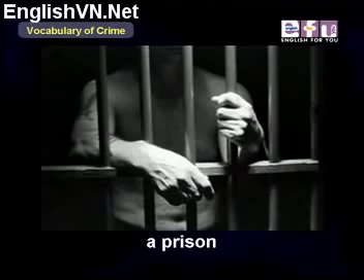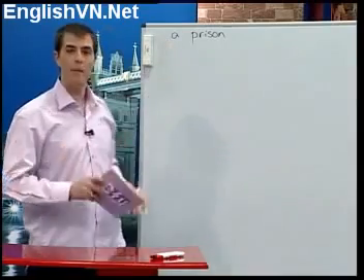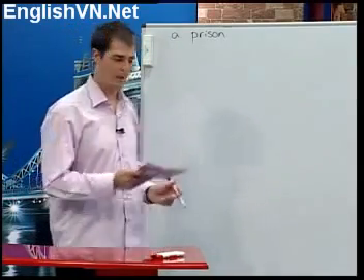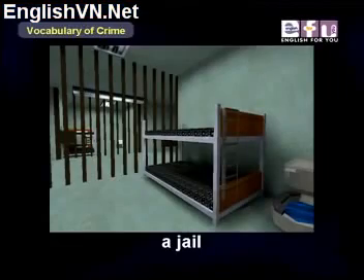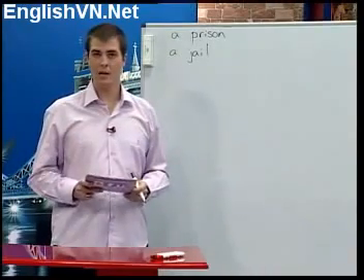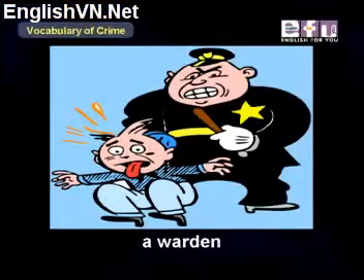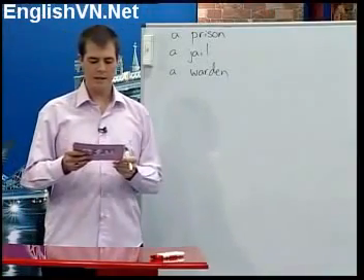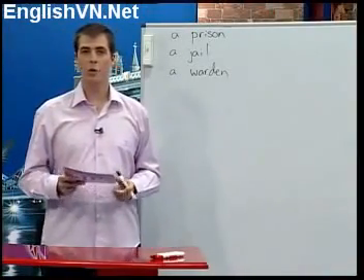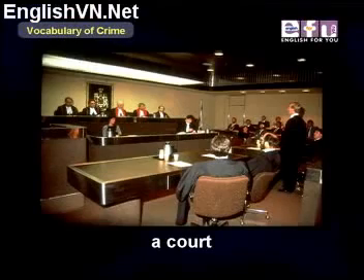First, we have a prison. A prison is a large building where people are kept as punishment for a crime. A jail is a place where people who have been charged with a crime are kept before they go to court. A warden is an official whose job it is to make sure that the rules are obeyed in a prison. And next we have a court.